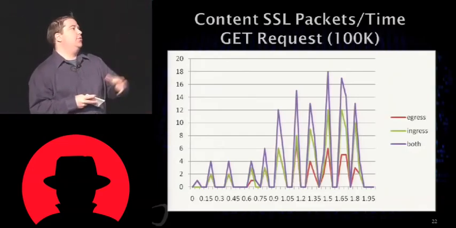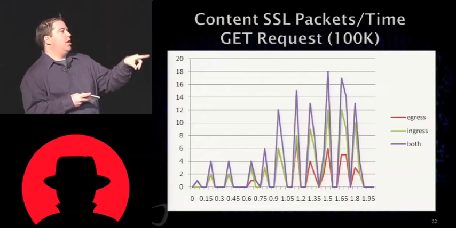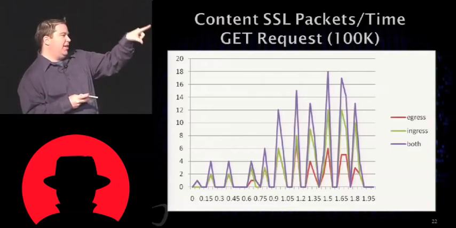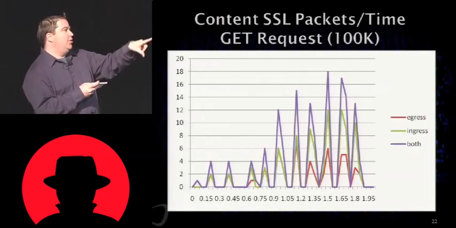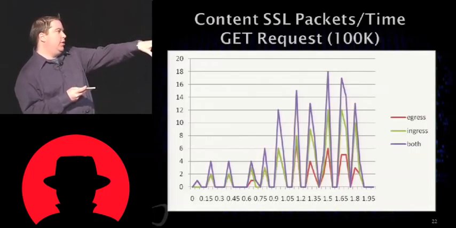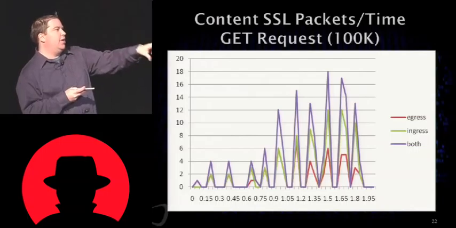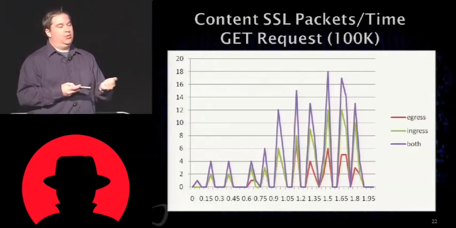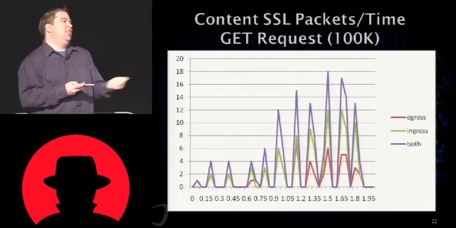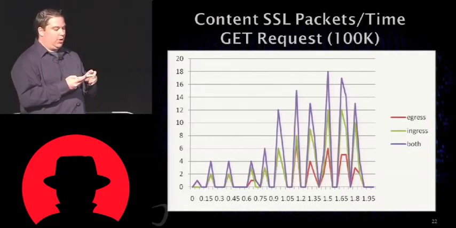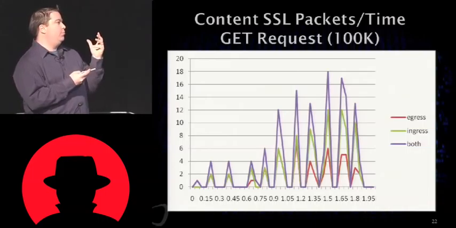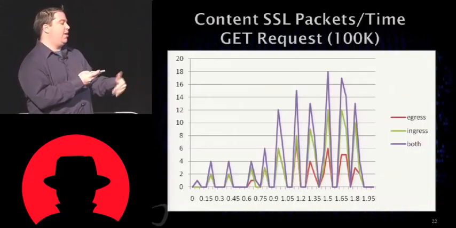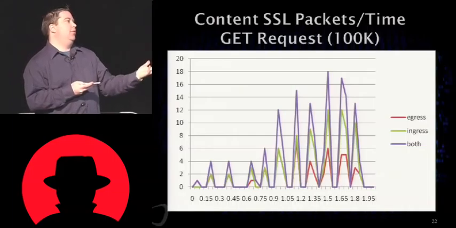So in this particular example, we have a GET request. It was 100,000 bytes. And you can see here, first off, it's kind of spiky, right? And you can see that in this case, the ingress traffic is more than the egress traffic. So like Robert said, because the ingress is higher, you're actually able to determine it's a GET request because you're getting information, right? So basically we compared the number of packets inbound versus outbound over time. You get a nice pretty graph like this.